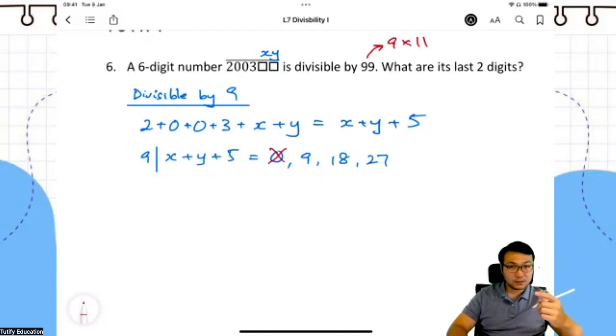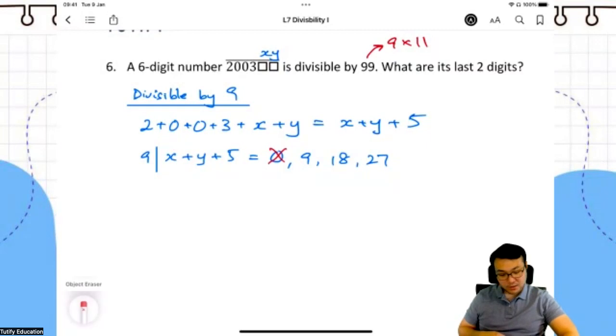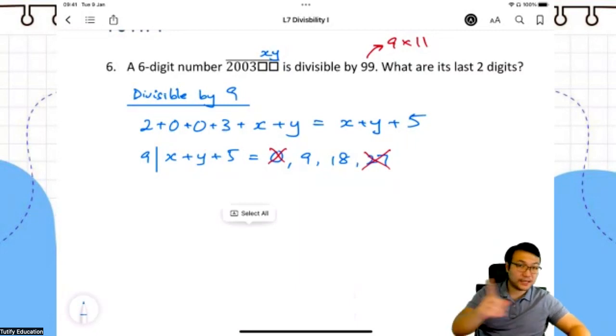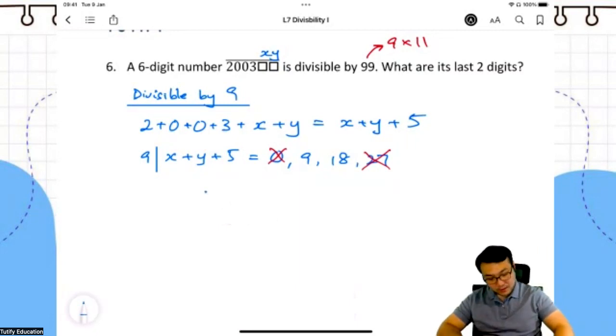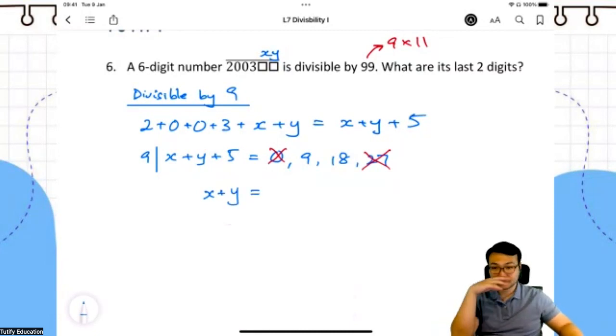Any digit. There's only 10 possible values of x, right? 9. Yes, the maximum value is 9. What is the maximum value of y? 9. So when you add them together, will you be able to get 27? No. So 27 is out. The only possible values of x plus y plus 5 is going to be 9 or 18. So therefore, the possible values of x plus y is equal to what?